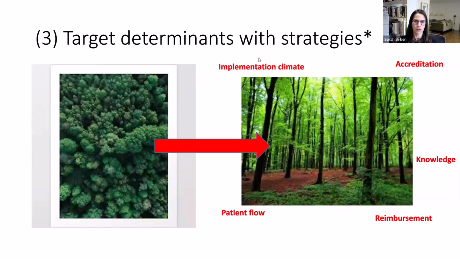Let's say that there are issues of a poor implementation climate, but there are these accreditation standards, and people know about it, but they're actually not getting reimbursed for it. And the way that patients flow into the organization is not conducive to the use of a health-related social needs screening tool or process for then following through and addressing those needs.